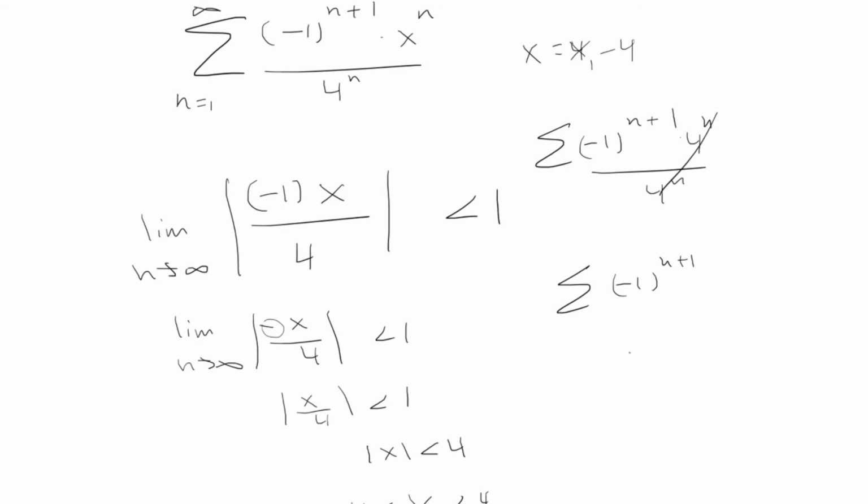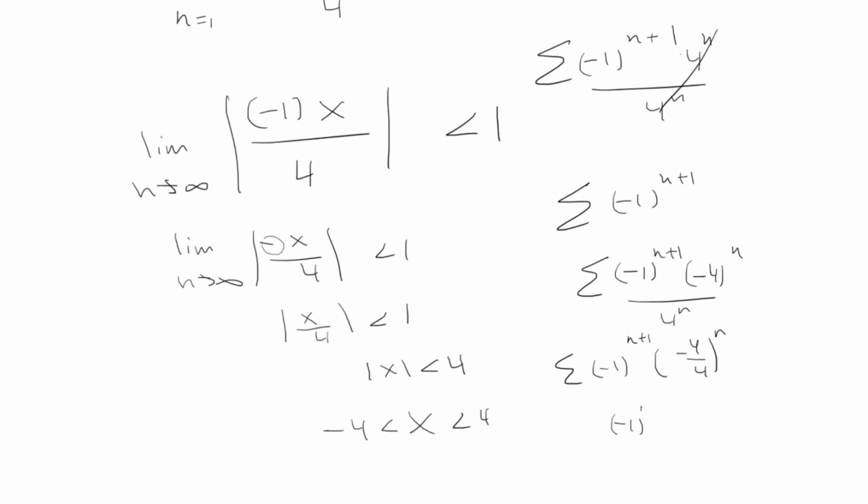If x is negative 4, we have negative 1 to the n plus 1 times negative 4 to the n over 4 to the n. And you can factor out the exponent n and have this. And so this would just be negative 1 to the n plus 1 times negative 1 to the n, which is just negative 1 to the n plus 2. And this does not go to 0, so it diverges. So that means we do not want to include it. So the interval is from negative 4 to 4.